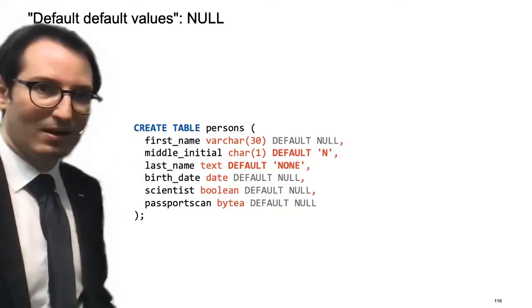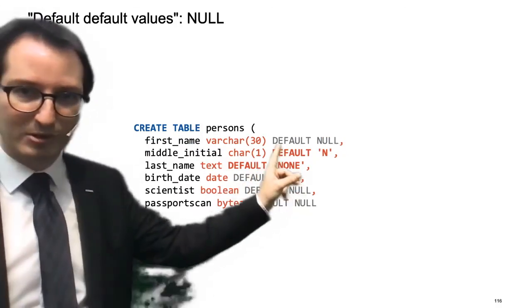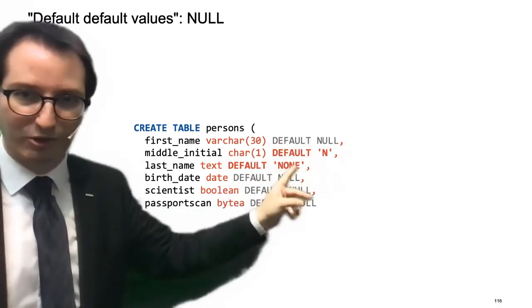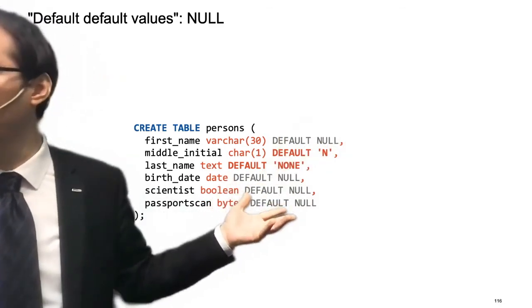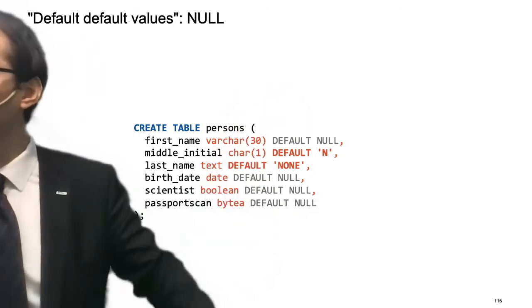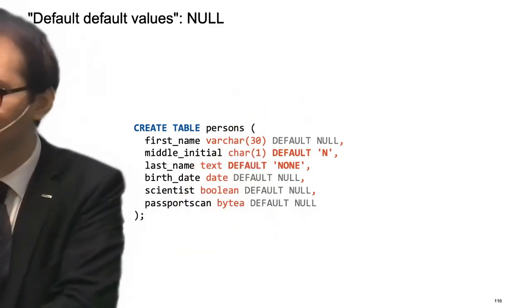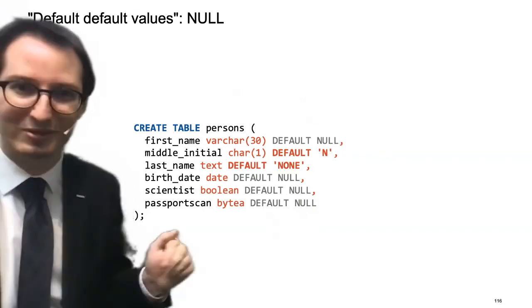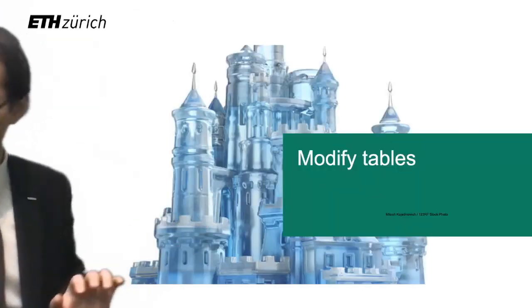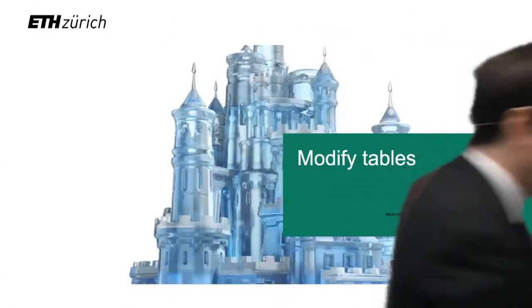You can, of course, have both a default value and a null. You can even say the default is null. Actually, by default, let me put it that way. The default is null. If you don't specify any default, then by default, null will be used. All right, I hope that I was clear.